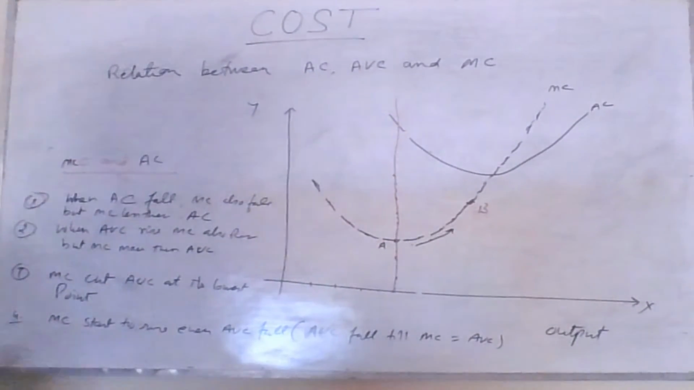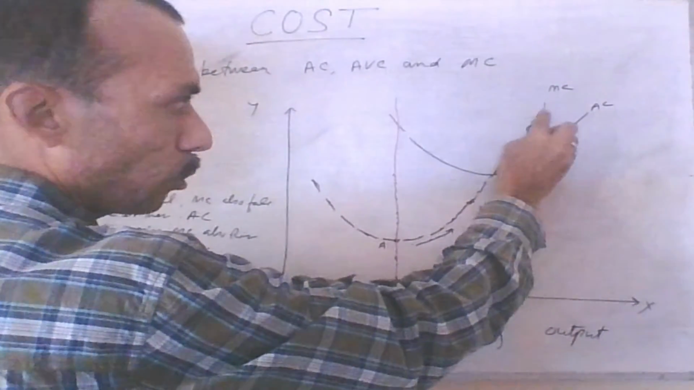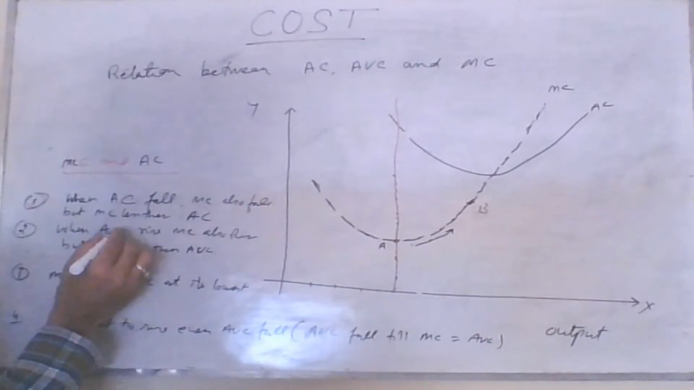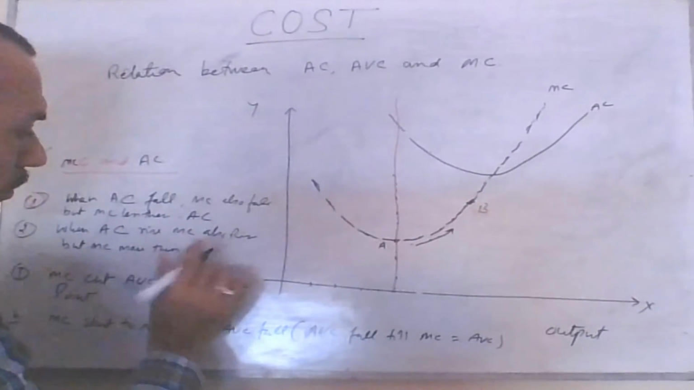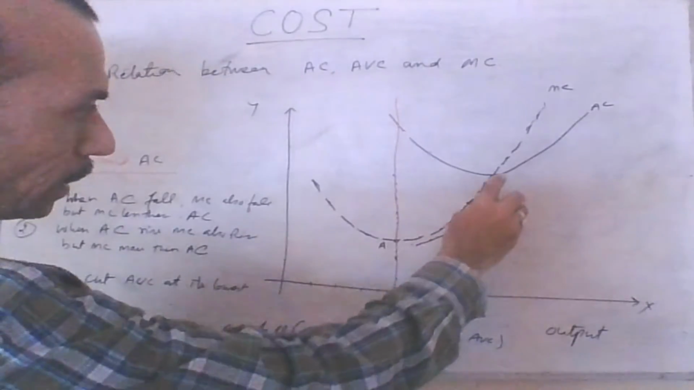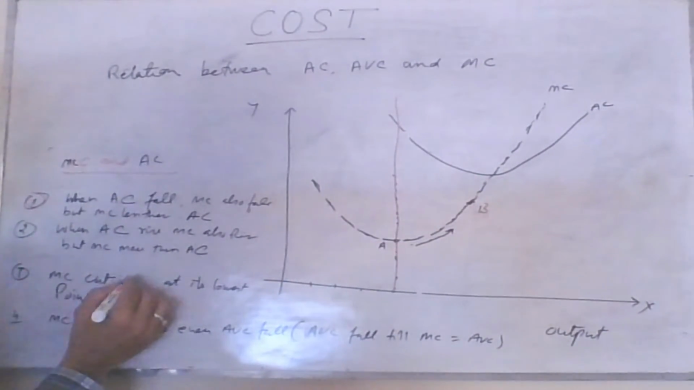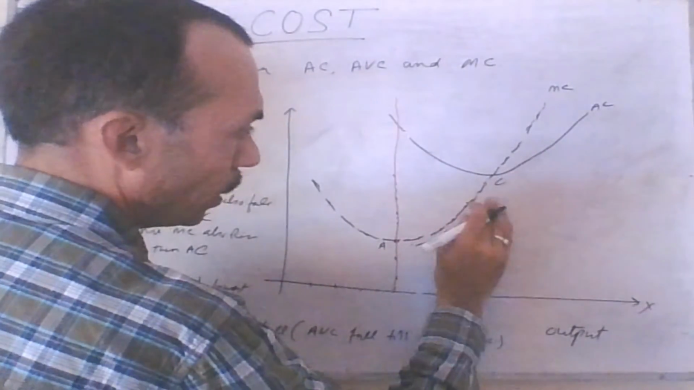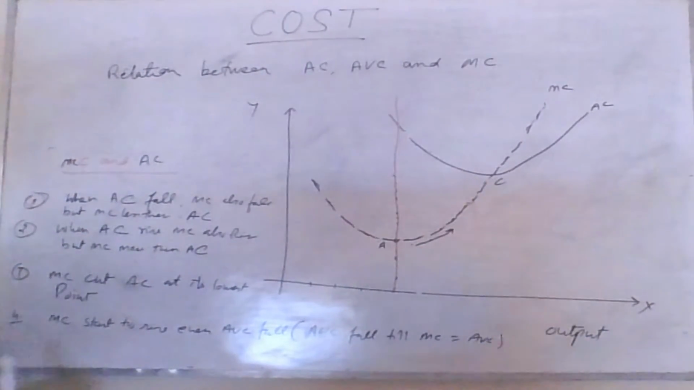Second, when the AC rises, MC also rises, but this time MC is more than AC. It is the same relation again. The third point, MC intersects AC at its lowest point, the point C. And the fourth one is that MC starts to rise.